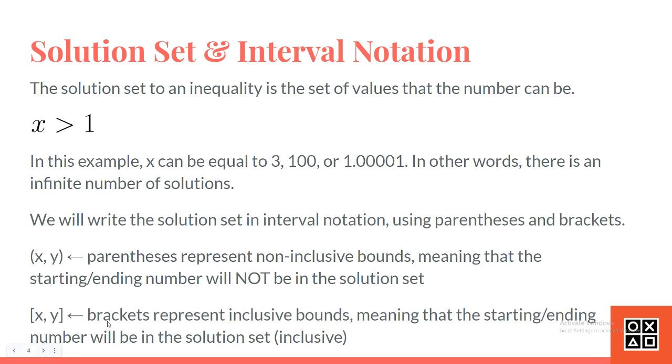And then we have brackets, which represent inclusive bounds, meaning that the starting or ending number will be in the solution set, aka inclusive. So if this example were x is greater than or equal to 1, that "or equal to" means that x can equal 1. And since 1 is the starting number, we will use a bracket on the left of x.